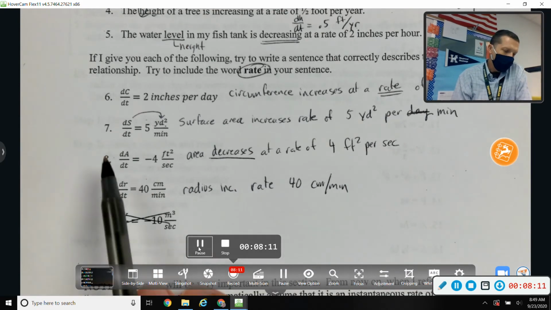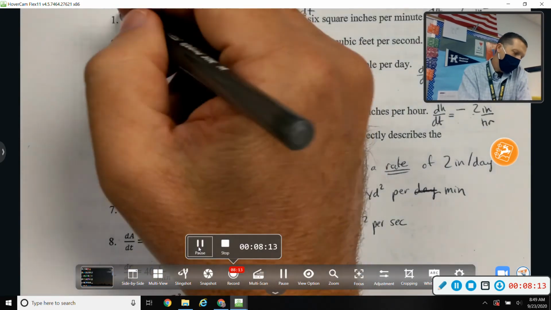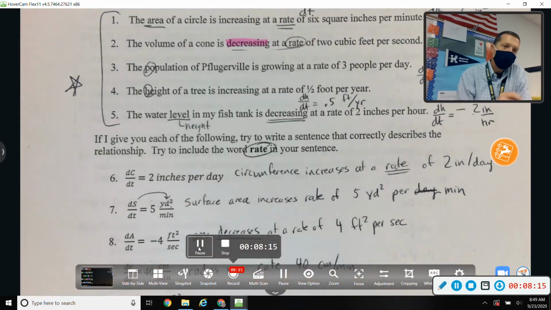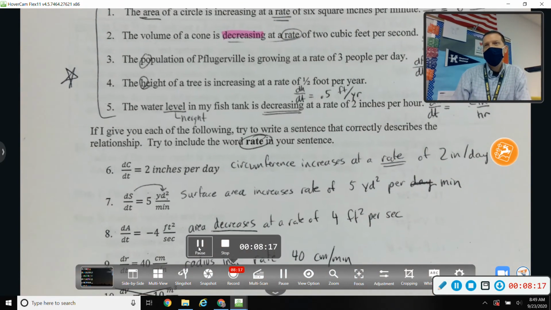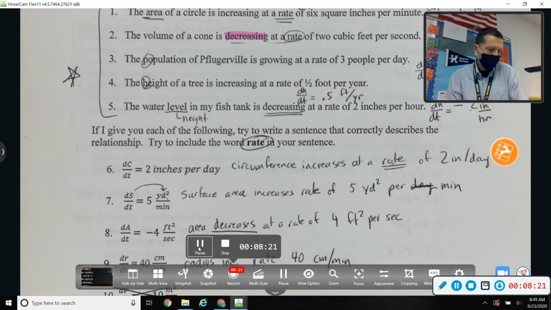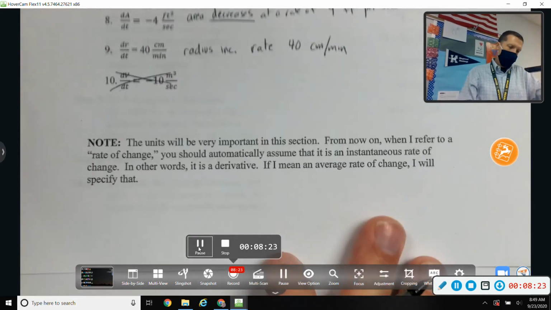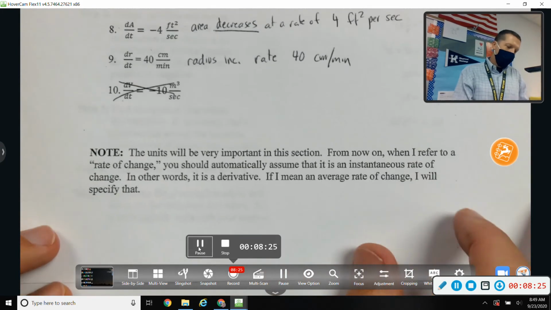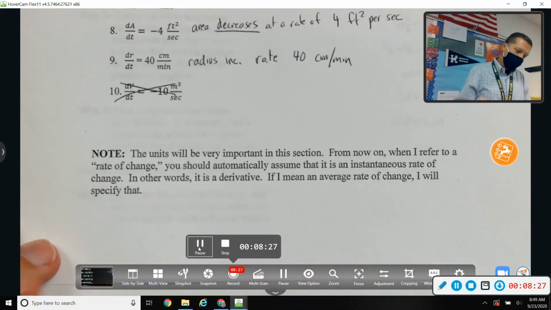Usually you're doing 1 through 5. I don't say it's more important. You got to be able to do both. But 1 through 5 is usually the problem statement. And so you got to know what they're telling you before you can work the problem. All right, a little note down here at the bottom. The units will be very important in this section. Tried to highlight that already.